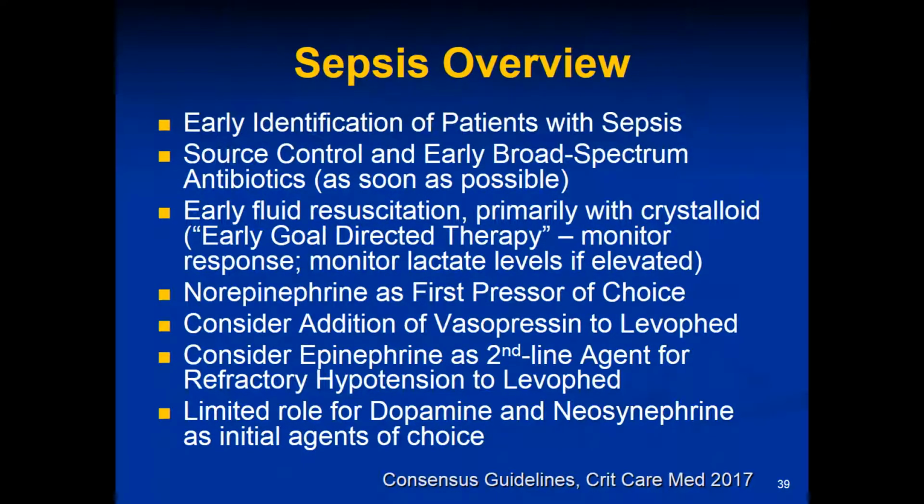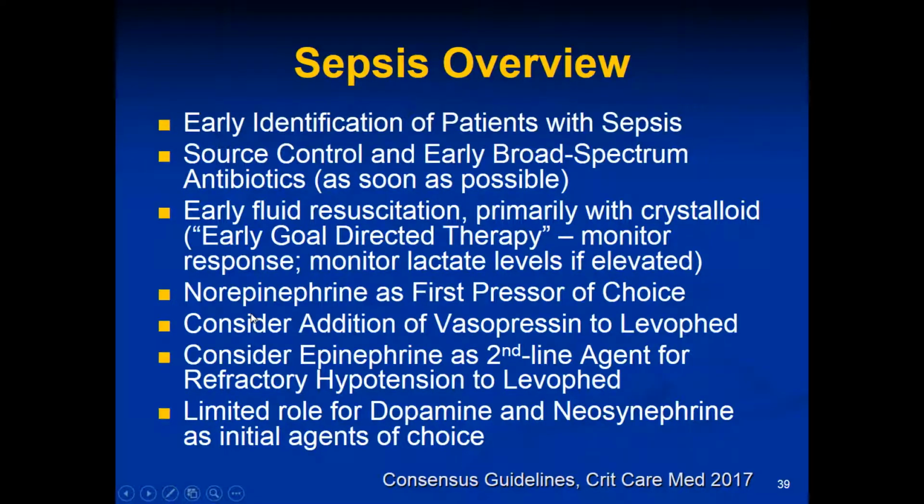So as an overview, find these patients early. The earlier we get to them, the more likely we are to be able to resuscitate them successfully. Source control and early broad-spectrum antibiotics as soon as possible, within an hour for antibiotics, as much as possible. I put early goal-directed therapy here in quotes, meaning early fluid resuscitation, primarily with crystalloid. Monitor the response and monitor lactate levels.